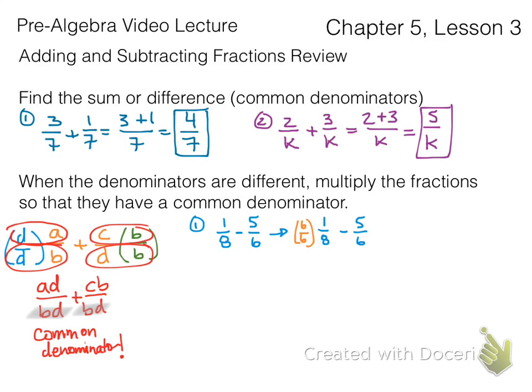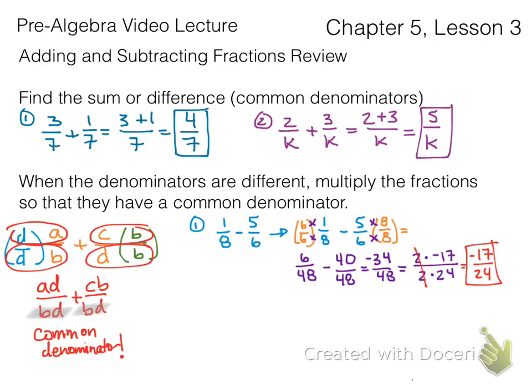All right, so let's go ahead and do this one. What do I need to multiply 8 by and 6 by so that I can get a common denominator? Well, I can multiply them by each other. So if I have 6 times 1, that's 6. 6 times 8 is 48, minus 5 times 8, which is 40, and 6 times 8 is, again, 48. Subtract. I'm going to get negative 34. And then if I separate them out, I can cancel out the 2's, which gives me negative 17 over 24. All right, this should be review. I taught you guys how to simplify fractions using common factors already. So this should be review.